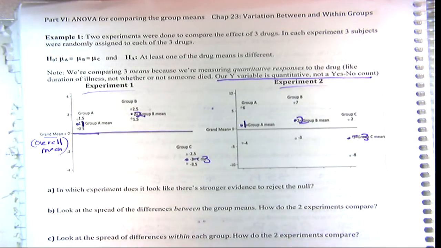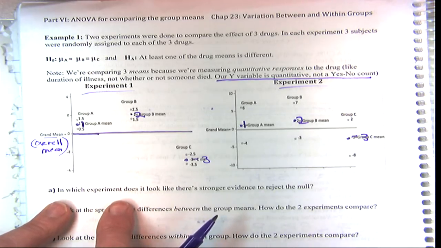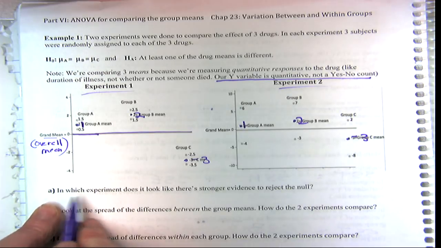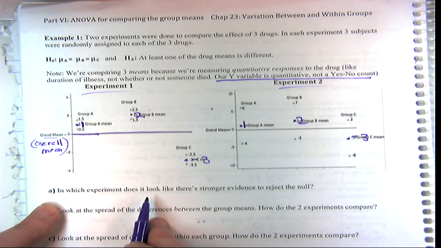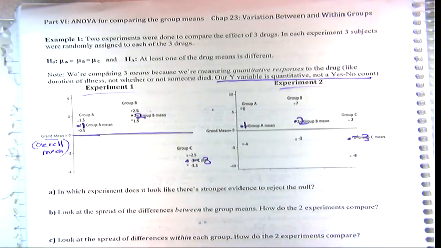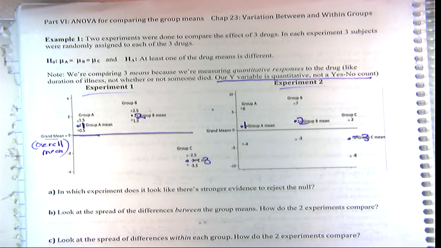Now, what I want you to just intuit, and why don't we do this as an i-clicker question? In which experiment does it look to you like there's stronger evidence to reject the null? I mean, the 3 means are the same. So let's just answer that question. Let's go to the i-clickers.